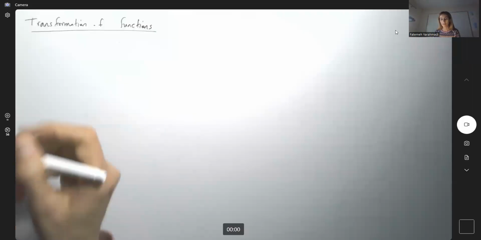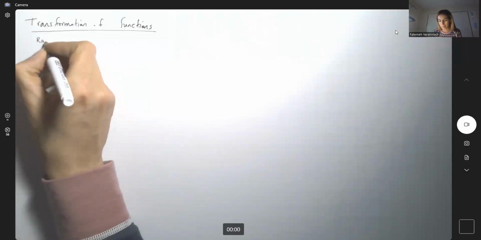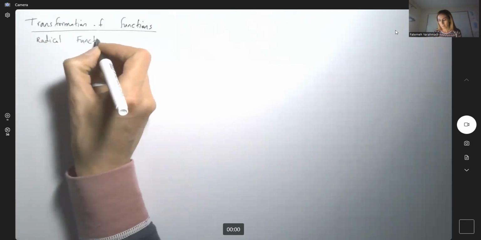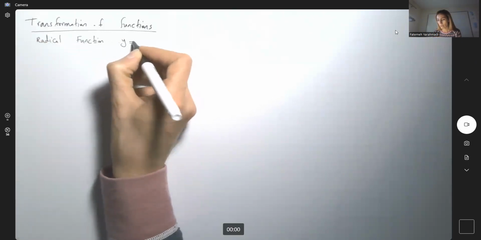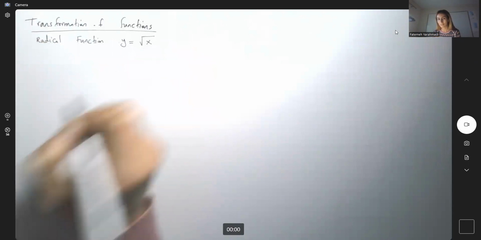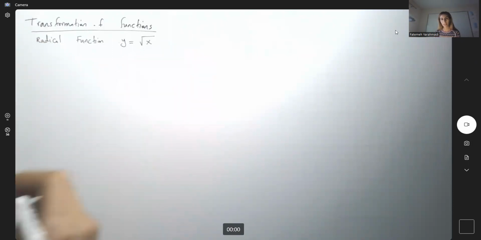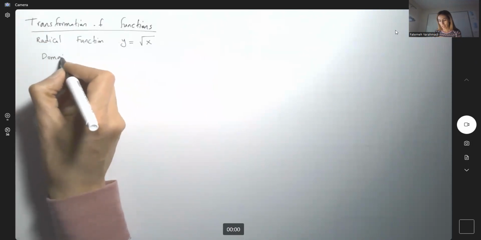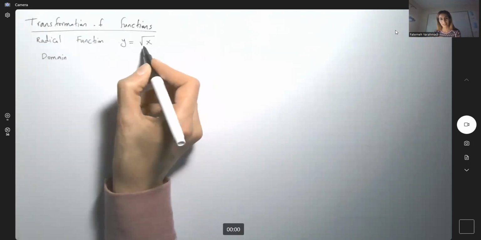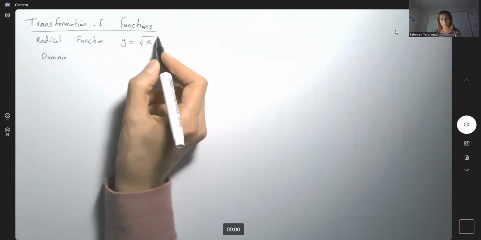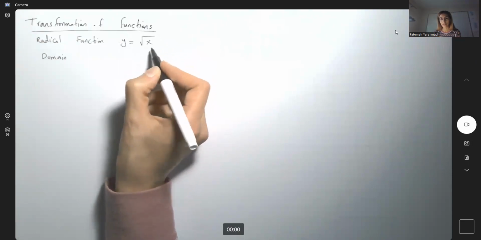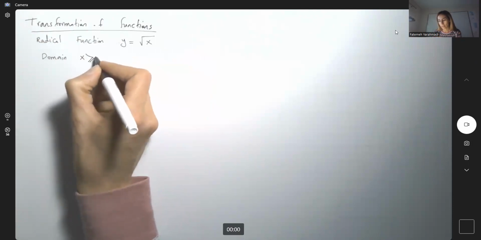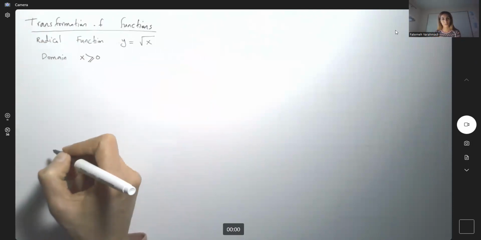Take a look at radical function. For example, you have y equals square root of x. Remember the domain of this function. When you have a quantity inside square root, that quantity cannot be negative.